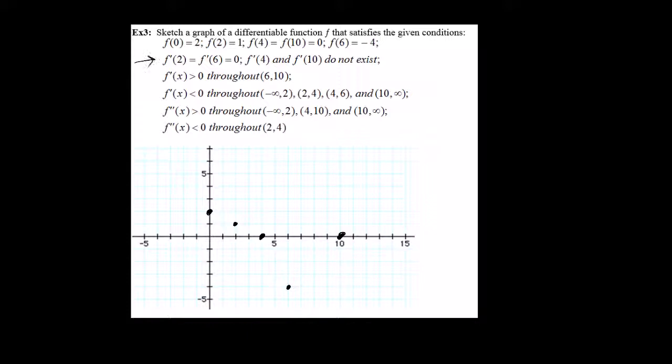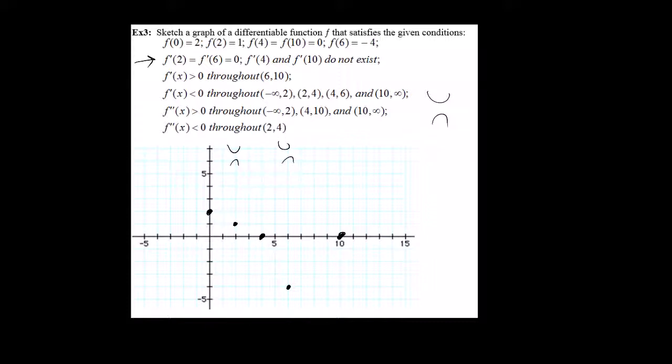The second line tells us f prime of 2 and f prime of 6 is 0. Well, we know the derivative is equal to 0 when we have a minimum or a maximum. So at f of 2, this is either going to be a minimum or a maximum, and at f of 6, this is either going to be a minimum or a maximum. We're going to have to wait to see what happens there.